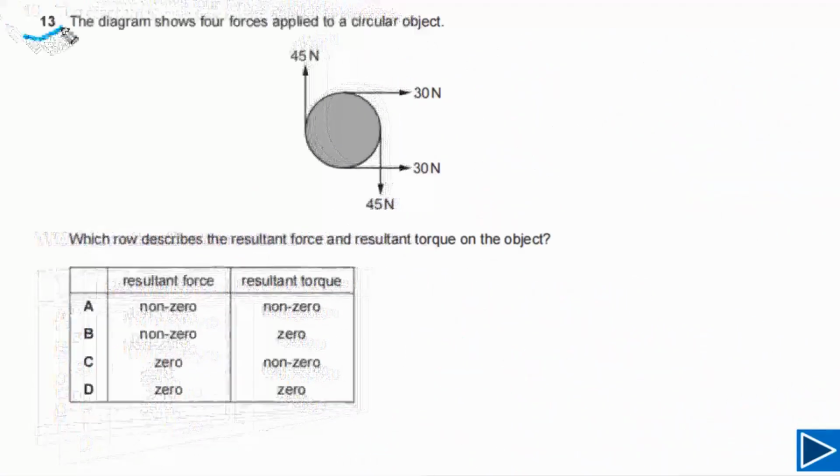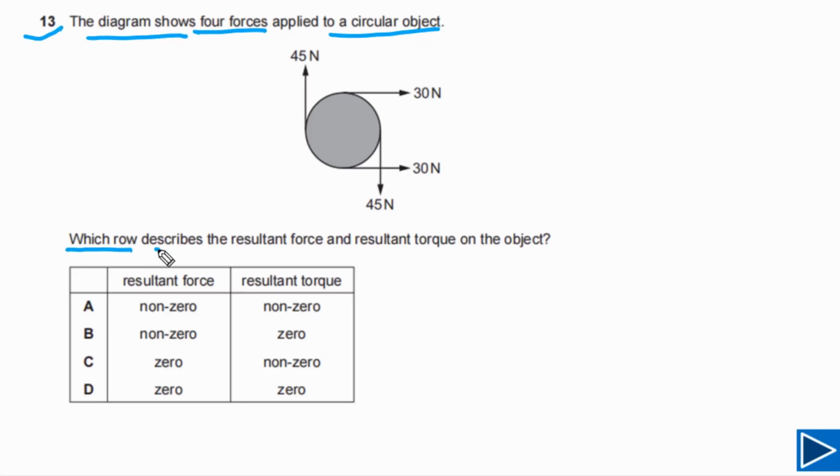For question number 13, it is given to us the diagram shows 4 forces applied to a circular object, as you can see here. For this question, we need to find out which option describes the resultant force and resultant torque on the object. So first of all, we will look at forces. We will be talking about vertical direction first.